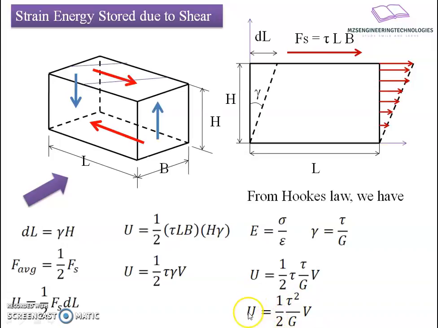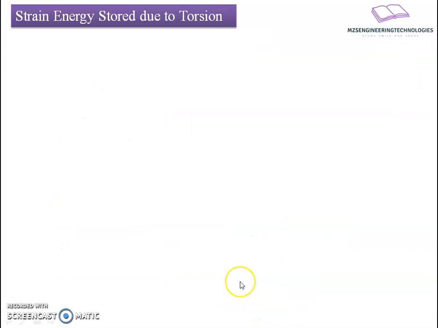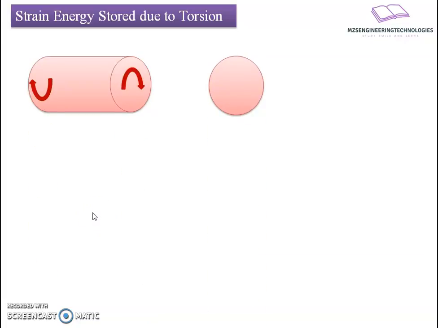This is the equation which tells us about the strain energy stored in a body during the action of shear. Now let us work on the strain energy stored due to torsion. Let us say the shaft is subjected to equal and opposite torque on the faces.